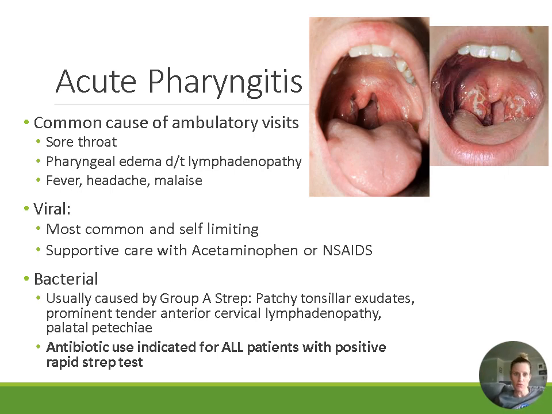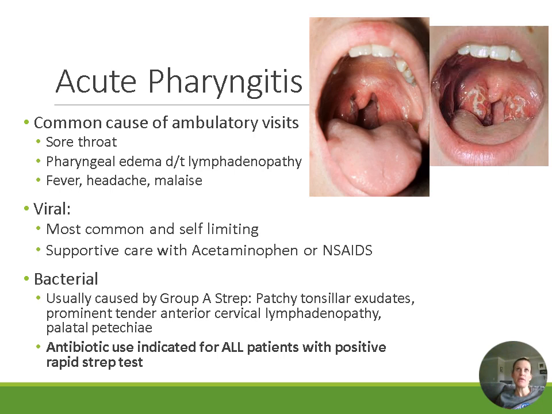Signs and symptoms of acute pharyngitis include sore throat. Patients will typically have pharyngeal edema. So when you look into the throat, you'll frequently see a red, swollen throat. Commonly the tonsils will look angry, red, and inflamed. It's common to see petechiae inside the throat in the oral and pharyngeal mucosa, like little red dots.